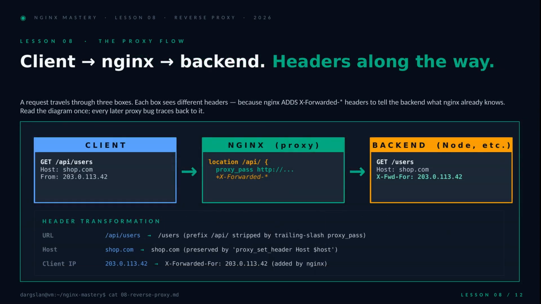Before we touch any config, picture the request as it actually moves. The client sends GET /api/users to shop.com. Nginx matches the /api/ location, strips the prefix because of the trailing slash on proxy_pass, and forwards GET /users to the backend. Along the way, it preserves the original host and adds X-Forwarded-For, so the backend still knows the real client IP, instead of just seeing Nginx on localhost. Every proxy bug we'll debug later is a deviation from this picture.